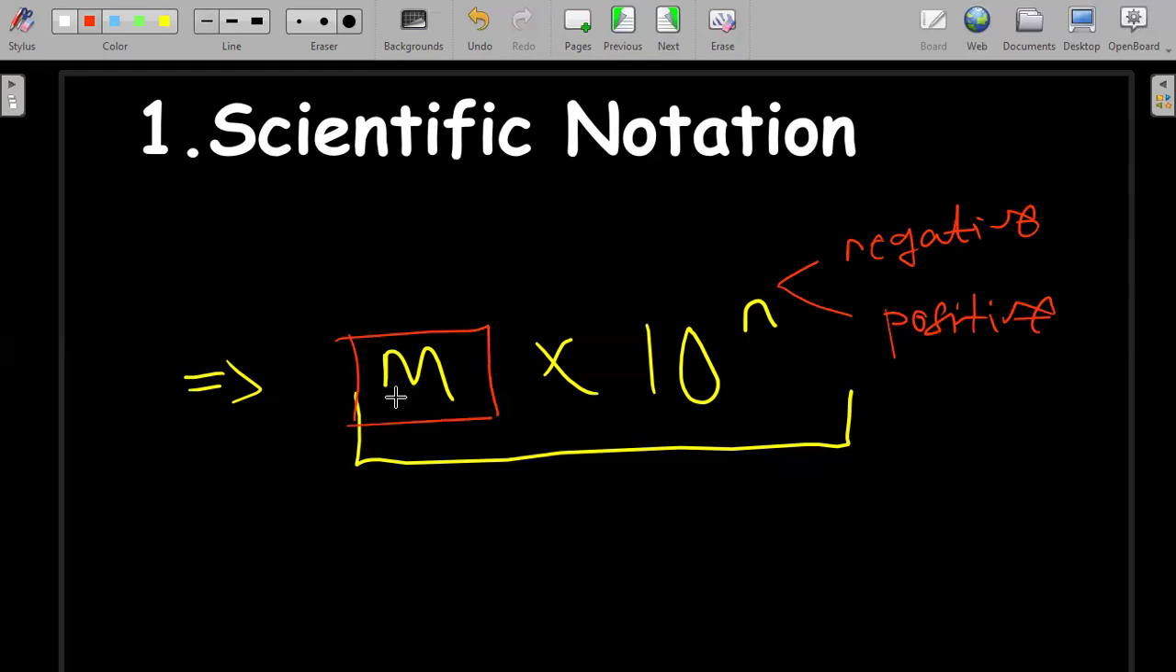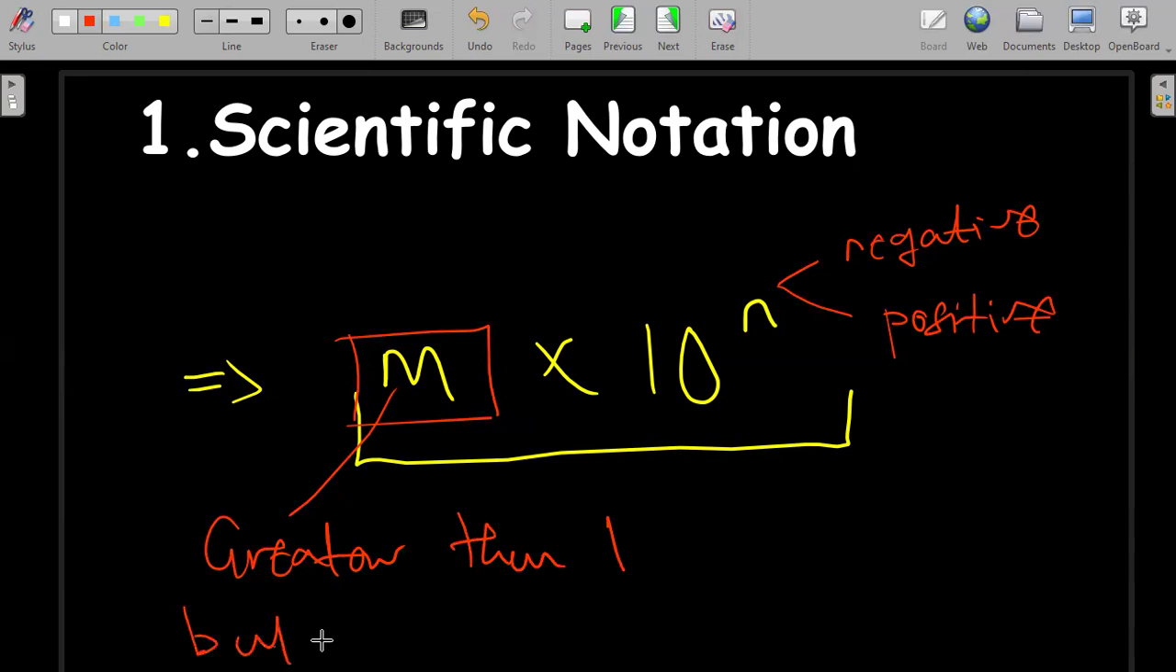The rule when you are expressing something in scientific notation is that this m, the number that you are going to put there, should always be greater than 1 but less than 10. So the number that you have there, you should make sure that it is greater than 1 and less than 10. If you are able to do that to a number, and then you multiply by 10 to the power of some number which can be negative or positive, then we would say that that expression is scientific notation.